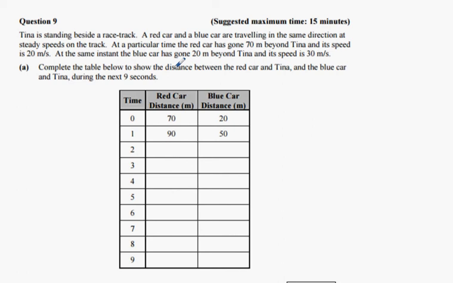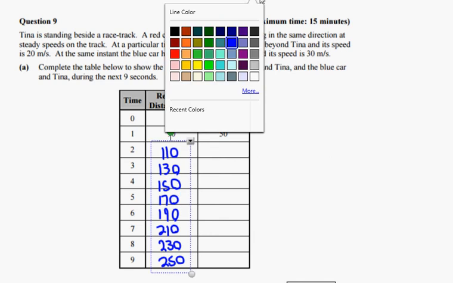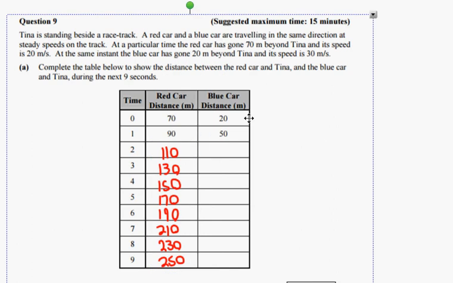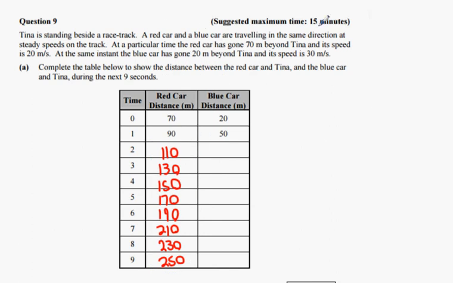Complete the table below to show the distance between the red car and the blue car and Tina during the next 9 seconds. Well, what's going to happen next is we're going to keep adding on 20. So 110, 130, 150, 170, 190, 210, 230, and 250. Because this here is the red car. That's handy. Now we're going to do the blue car, which is going to be going 30 meters every second.